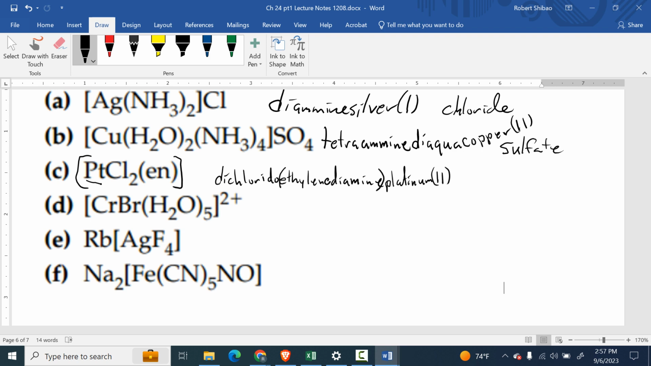All right, let's take a look at D. So the metal comes first here. That means the metal is going to come last there. And so we'll do the ligands first. Aqua versus bromido. Which one should go first? Aqua. And penta is for 5. So it's going to be penta aqua. Penta aqua bromido.